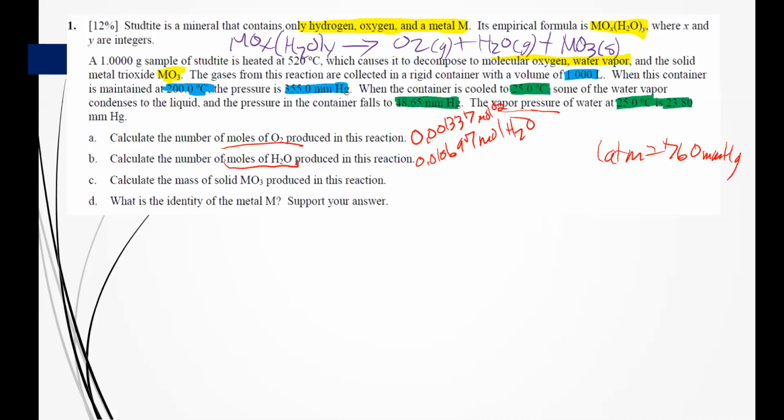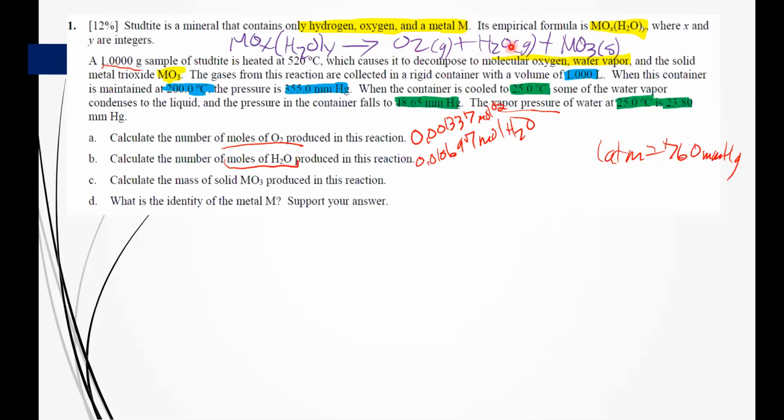So we knew that all of this material starts off as 1 gram. And then the other part is that the material goes into oxygen, water. So I'm looking at this section over here, right? It goes into oxygen, water, and then this MO3. Now we know how many moles of oxygen we got and how many moles of water.